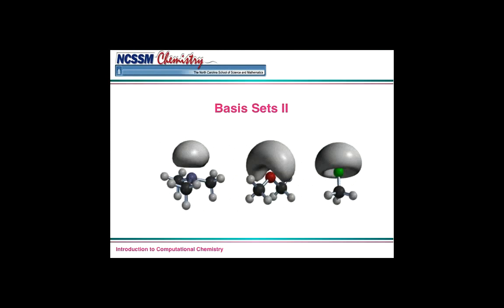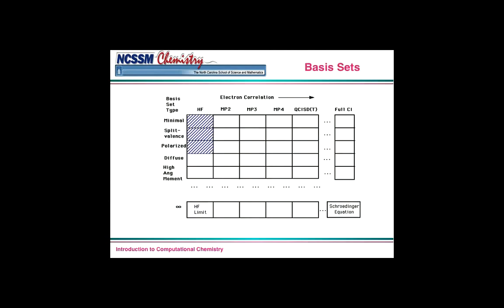In this podcast, we're going to talk a little bit about some of the more advanced basis sets, which are the ones that you are typically going to use. So this chart here is showing a combination of both the basis set and a level of theory. Going down the left side of the chart, what you see here are the different types of basis sets that we're going to talk about in this particular podcast.